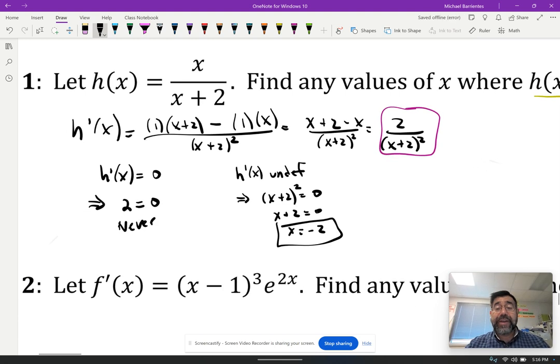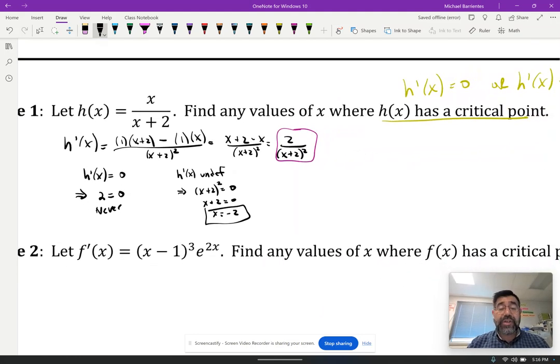So are there any values where h of x has a critical point? Yes, there's one x value at negative 2. Why is it a critical point? Because it causes the derivative to be undefined. If I were to substitute negative 2 into the derivative, I would get 2 over 0, and that's an undefined value. And that's a critical point. However, there is no x value that I can substitute into that purple box derivative that will make the derivative equal to 0. So there is no critical point caused by that, but there's a critical point caused by undefinedness.